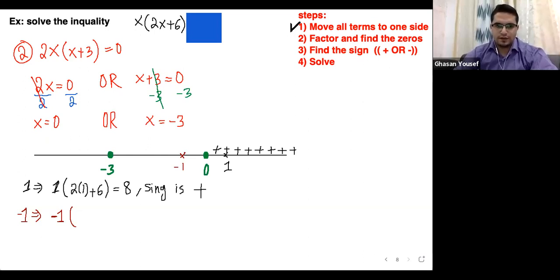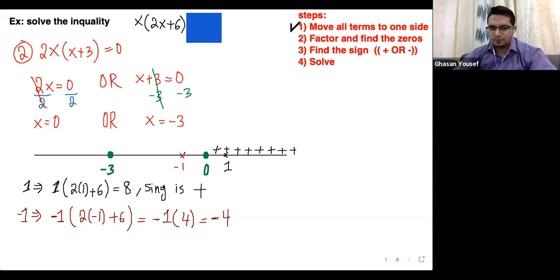So here -1, -1 times 2 times -1 plus 6. Now here I get -1 times -2 plus 6, which is 4 positive, and -1 times 4 is -4. What is the sign? Is negative, correct. So the sign is negative. So here I get negative, negative, negative. All this interval will be negative.